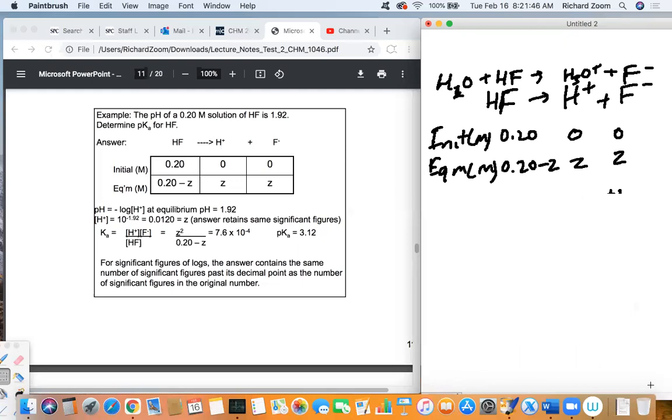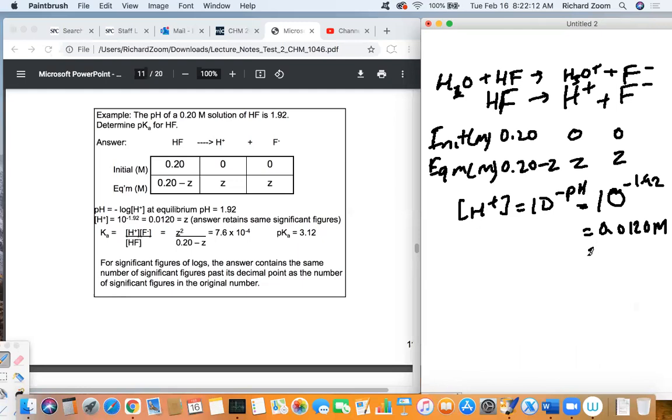All right, so just shortcutting that a little bit. The concentration of H plus is going to be 10 to the power of the negative pH, which is 10 to the negative 1.92, which comes out to be 0.0120 molar. So then that actually becomes our Z value, because the equilibrium concentration of H plus is indeed Z, and you can see that here.